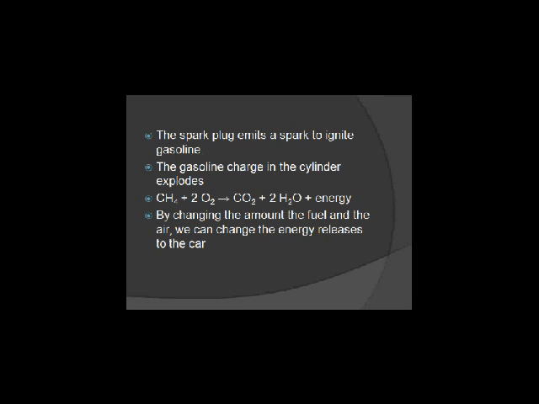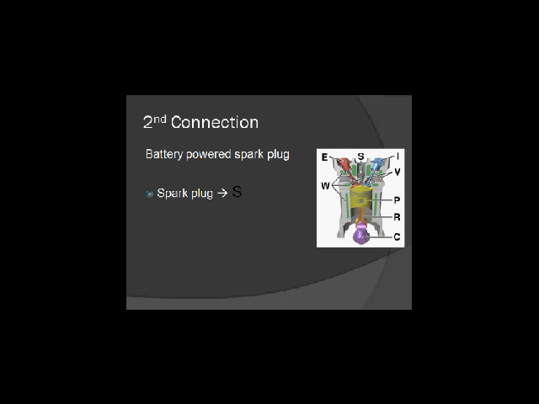From the chemical equation, we know that methane reacts with oxygen to create carbon dioxide, water, and explosive energy, and this energy is used to move the piston to move the car. Therefore, by changing the amount of fuel and air added to the car, we can change the energy released to the car. The second connection is the battery-powered spark plug. It is the S located on this picture.